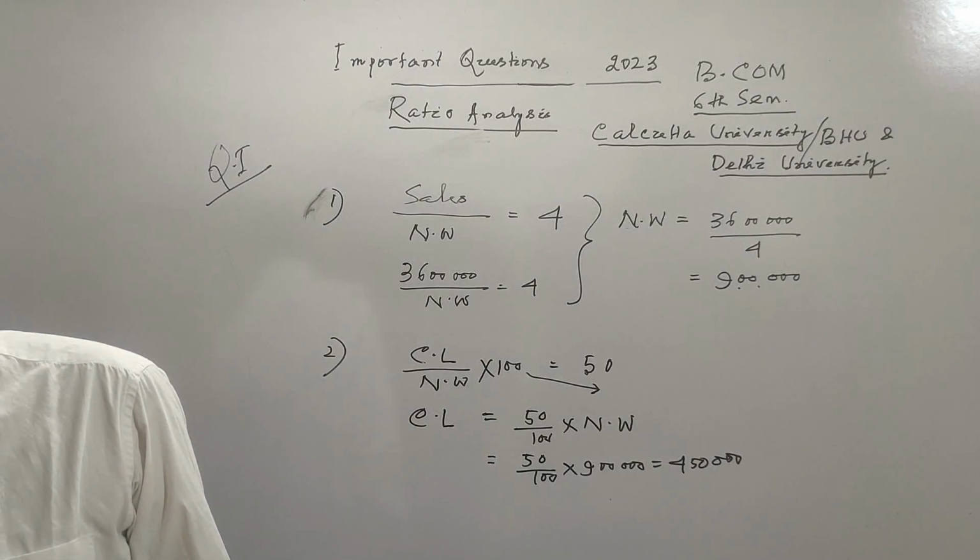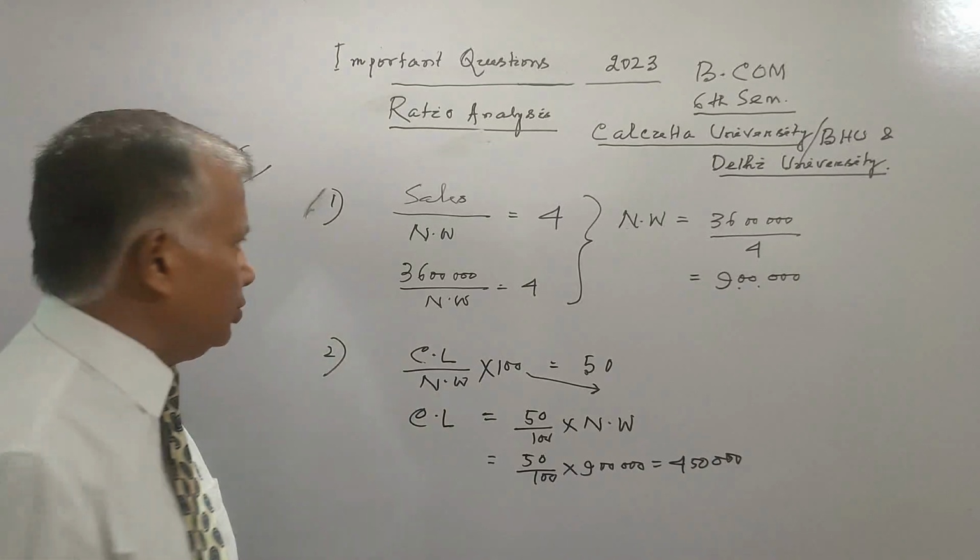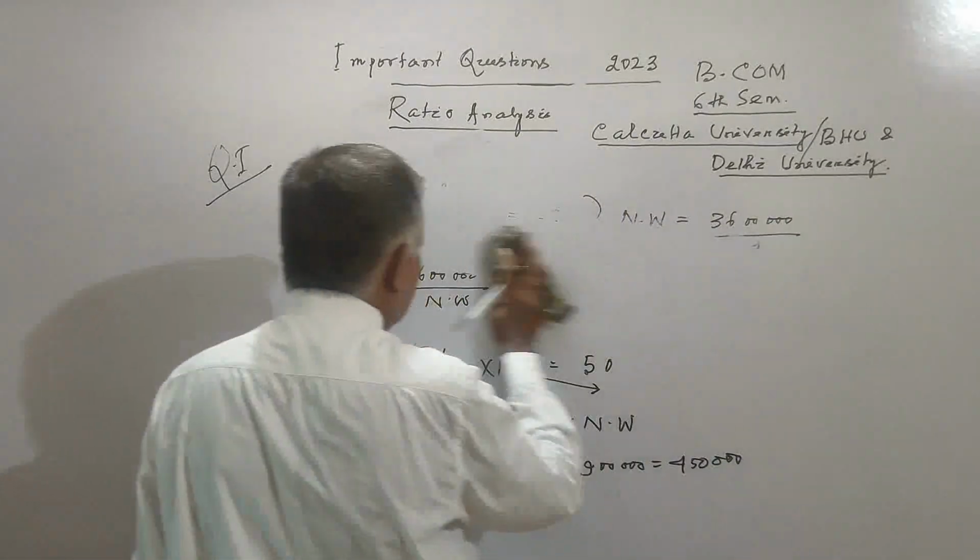Now, total debt to net worth. Then let us come to 3.